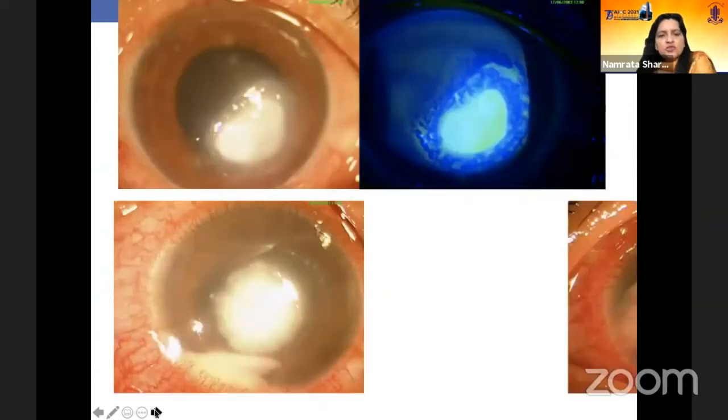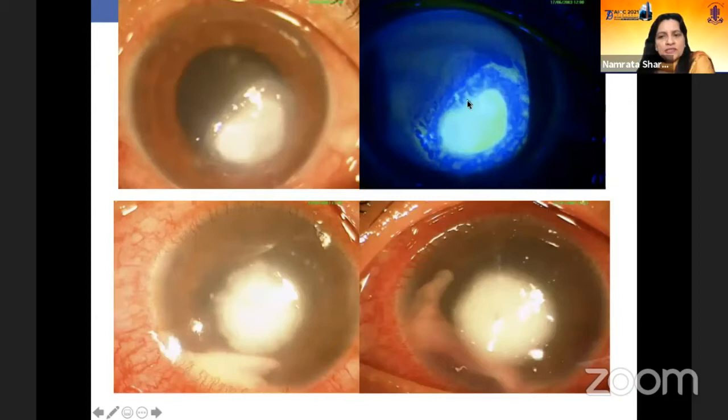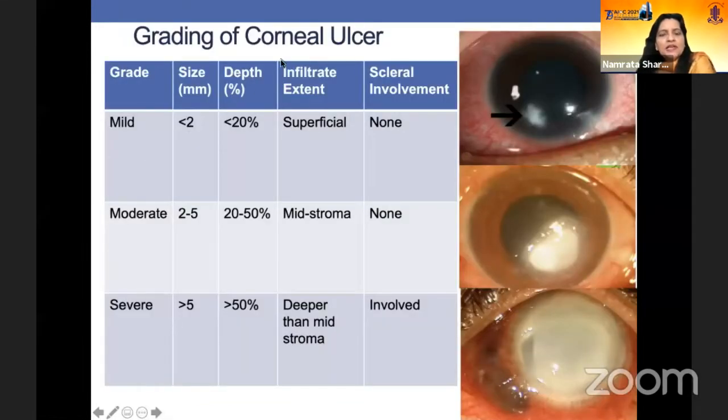This is just to show that you have to measure not only the size of the epithelial defect, but also the size of the infiltrate, which may be different from the size of the epithelial defect. Each time, both have to be measured. When the patient changes position, there may be mobility of the hypopyon. The fungal hypopyon is fixed, whereas the hypopyon due to bacteria is mobile. The grading of the ulcer is important, which could be mild, moderate, or severe.